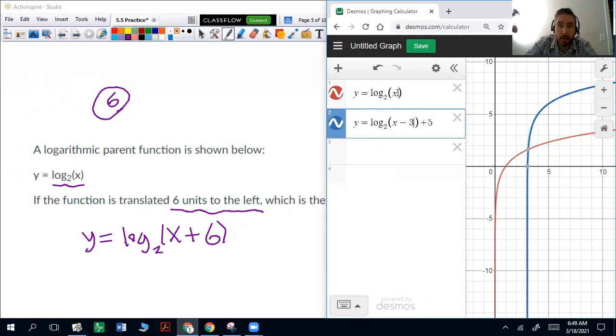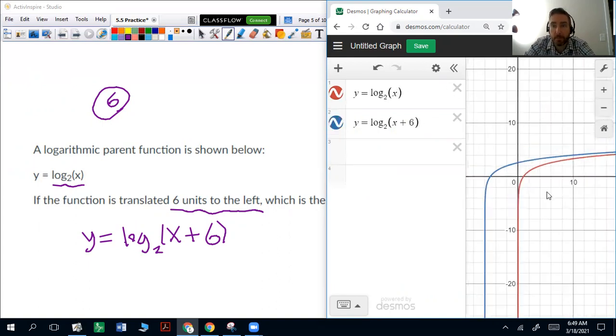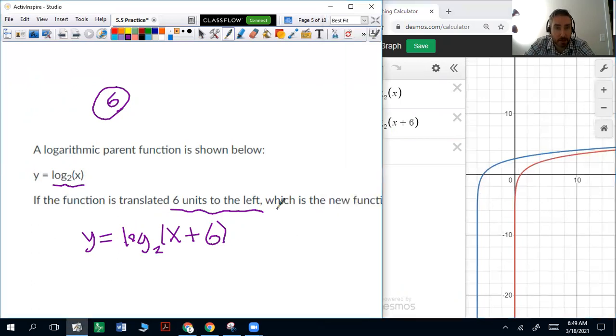2 there, and 6 left would be plus 6. So let's just make sure we got that. And it looks like I took it left, so we're good on that.